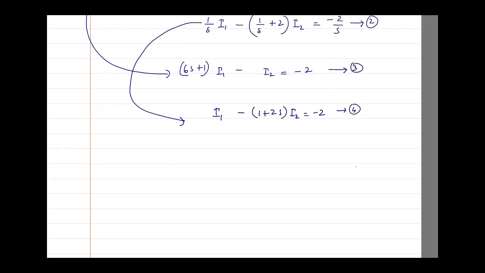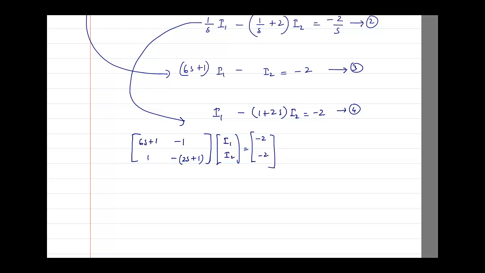Now based on this, I can write a matrix. The matrix is 6s plus 1, minus 1, and this is 1 and minus of 2 of s plus 1. Okay, minus of 2 of s plus 1, and then that multiplied with I1, I2 is equal to minus 2, minus 2.